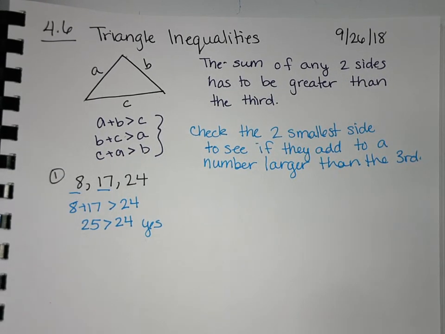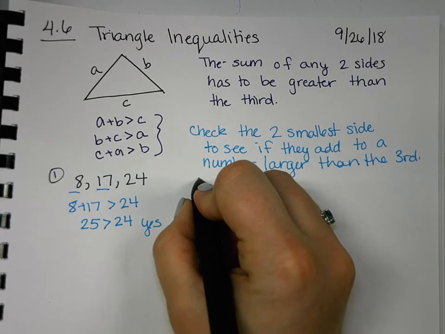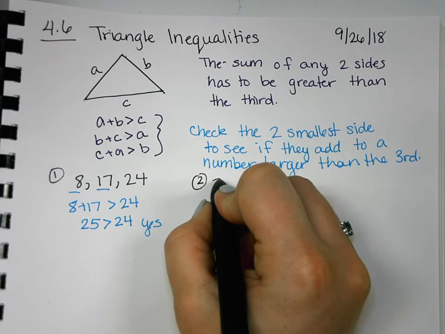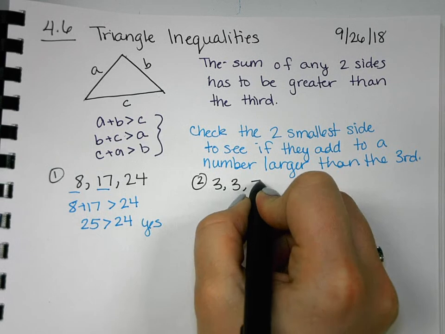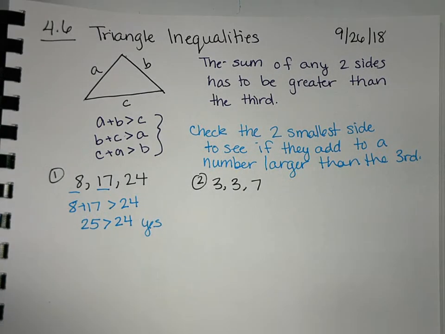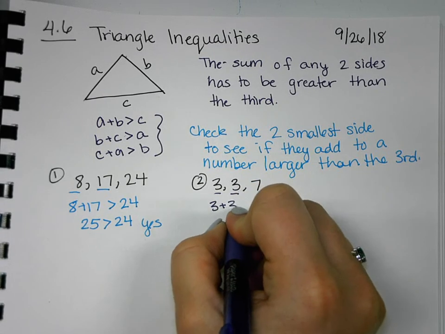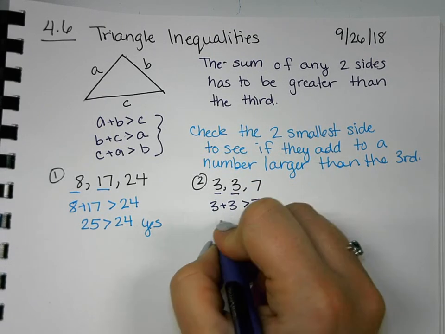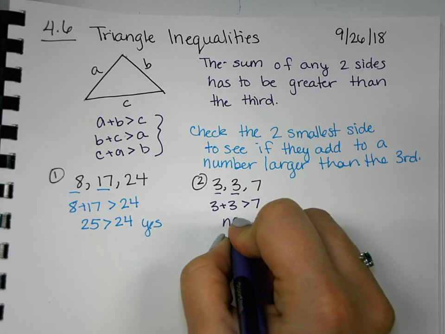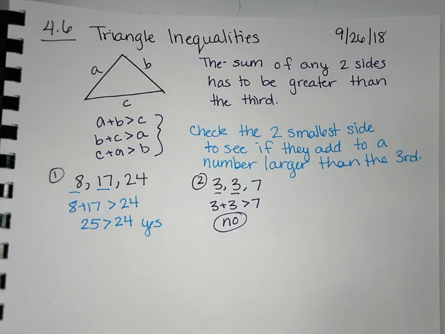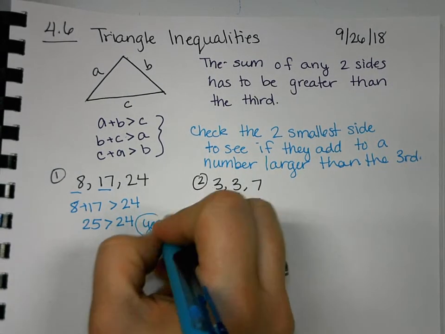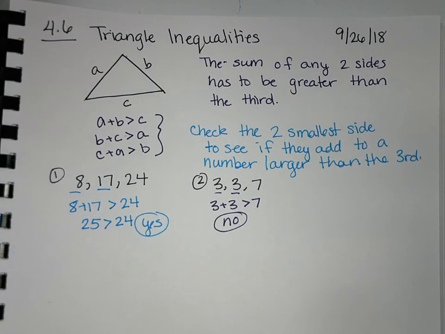So if we try another one, so number 2 here, 3, 3, and 7. So we're just going to look at the two smaller sides. 3 plus 3, is that bigger than 7? No, because 6 is not greater than 7. So those three side lengths, no matter how you try to work it, they will never connect in a triangle.